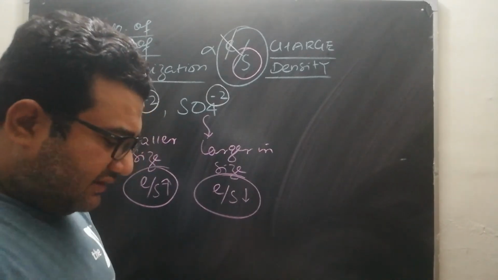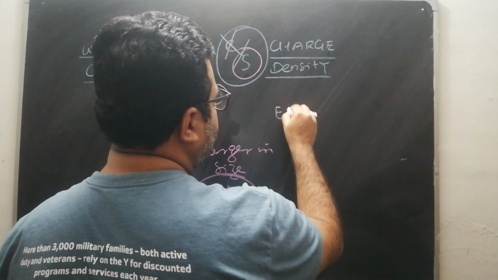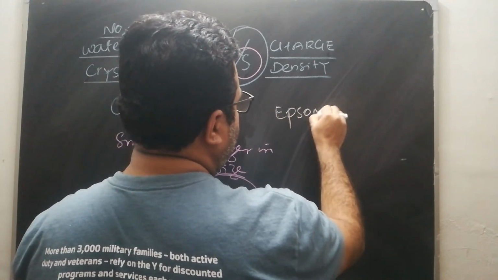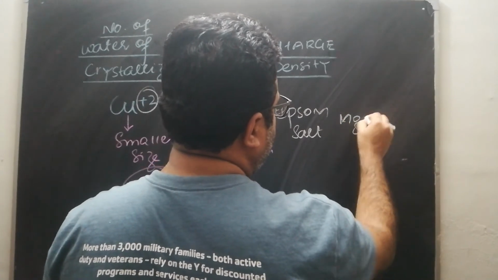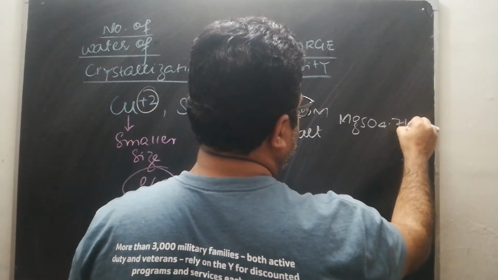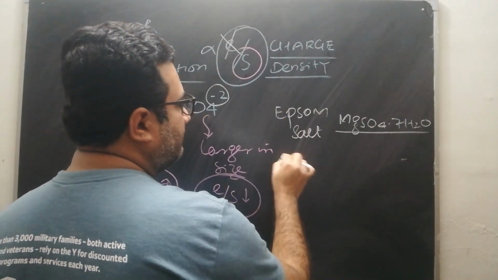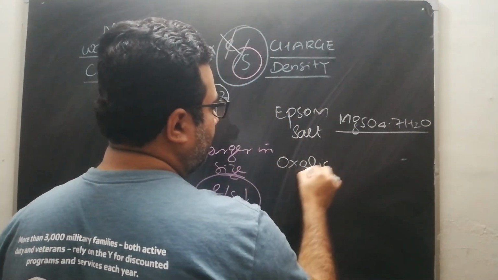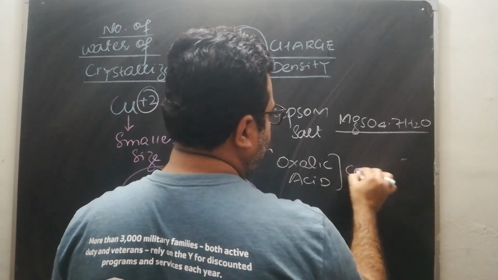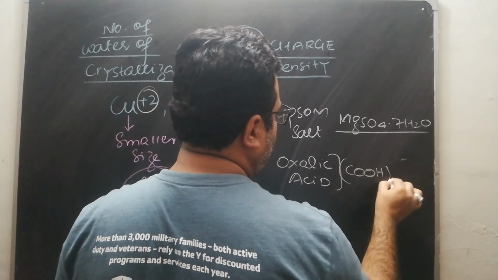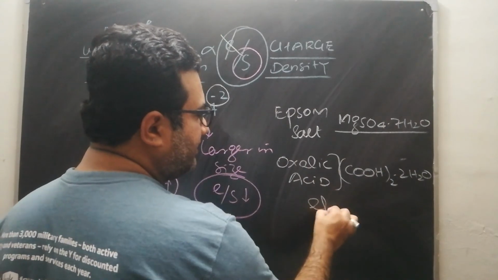There are so many other examples of hydrated salts, just like Epsom salt is there, MgSO4.7H2O. Similarly, there is oxalic acid, and that is in the dihydrate form. There are so many other examples, etc.